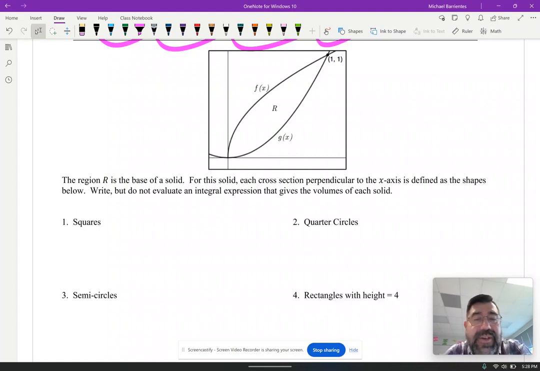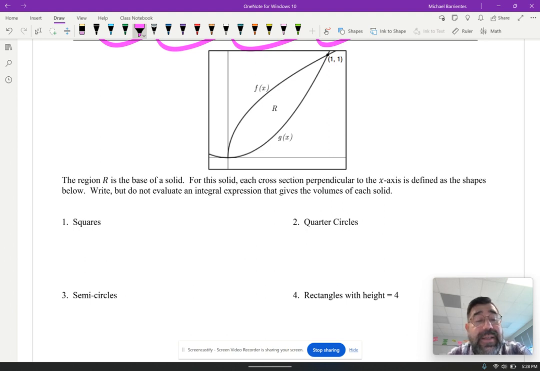And in this last video, we take a look at different cross sections, because we've been focusing a lot on squares, right? So, what happens if my cross section is not a square? We're going to do the same region. This is the region that's trapped between the function f of x and g of x. They intersect at (0, 0) and (1, 1).